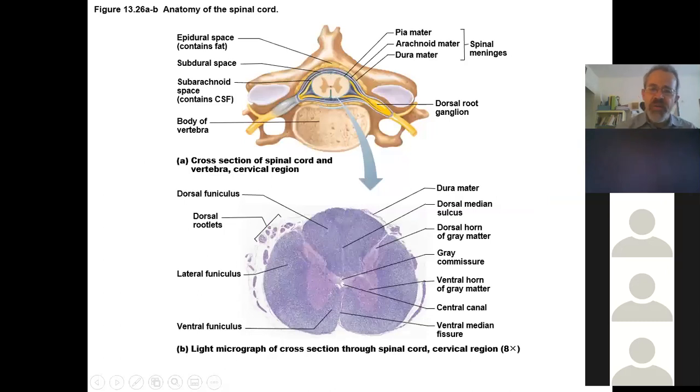This is just a repetitive picture. This is, of course, what we're looking at on this diagram. This is just another view of the spinal cord. If you're wondering what this is, this is the gray matter, and this thing that they call the funiculus. Again, as you know from anatomy, there's often more than one way of saying the same thing. Funiculus is the same thing as column.